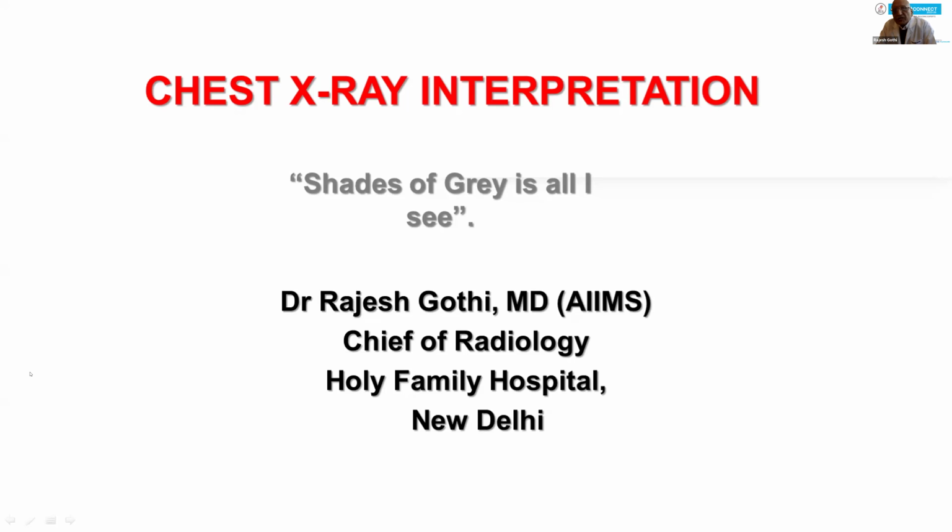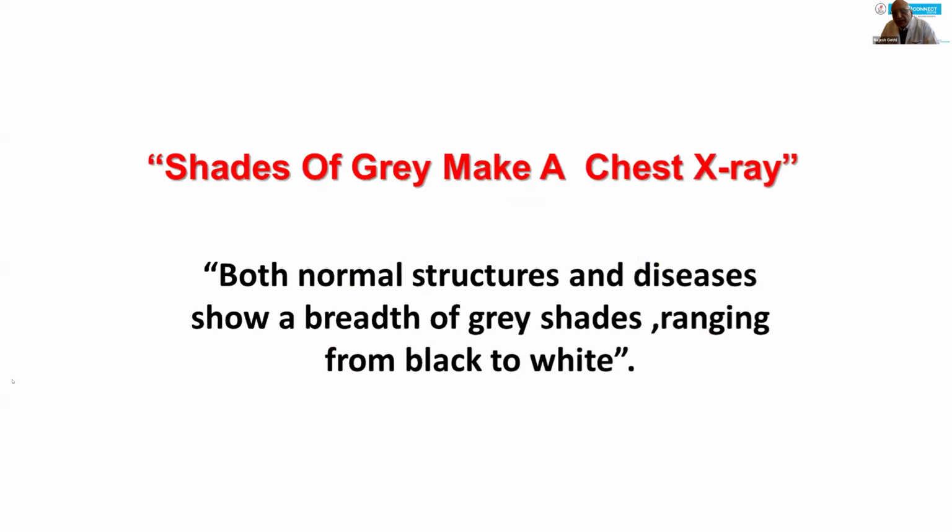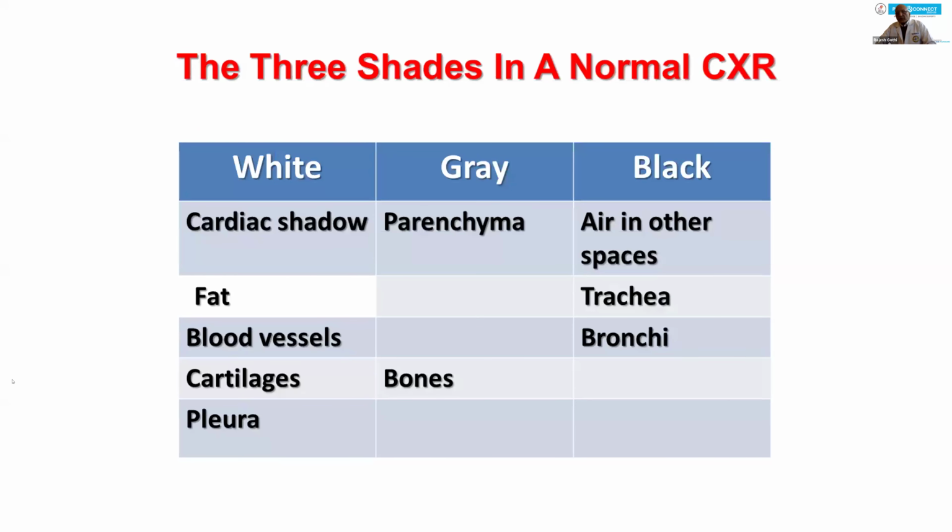So, for chest X-rays, I would use a phrase: shades of gray is all I see whenever I'm looking at a chest X-ray. It is from these shades of gray that you make out a chest X-ray. Both normal structures as well as diseases have a breadth of gray shades, which range from white to black. From these shades, you have to make out what is the disease and what is normal. So let us look at the three shades of gray that we normally see in an X-ray chest. These are white, gray, and black.